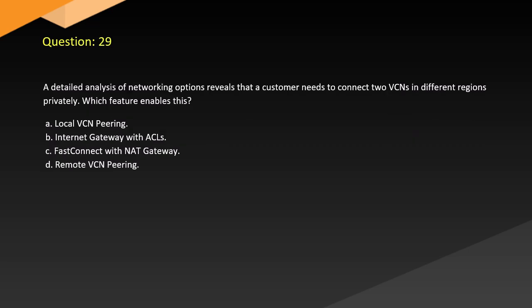Question 29. A detailed analysis of networking options reveals that a customer needs to connect VCNs in different regions privately. Which feature enables this? A. Local VCN peering. B. Internet gateway with ACLs. C. FastConnect with NAT gateway. D. Remote VCN peering.